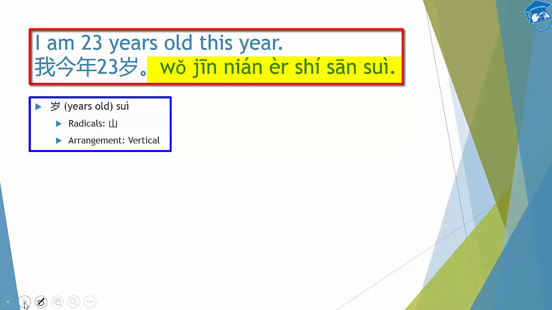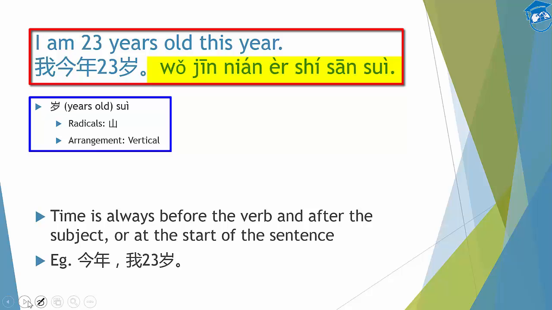As you may have noticed, the sentence structure is very different because you put this year in front. So it's like, I, this year, 23 years old. Therefore, I make a note here: time is always before the verb and after the subject. It is after the subject, and 23岁 is like a verb here. So the phrase 今年, the time, is placed in front of this phrase 23岁.